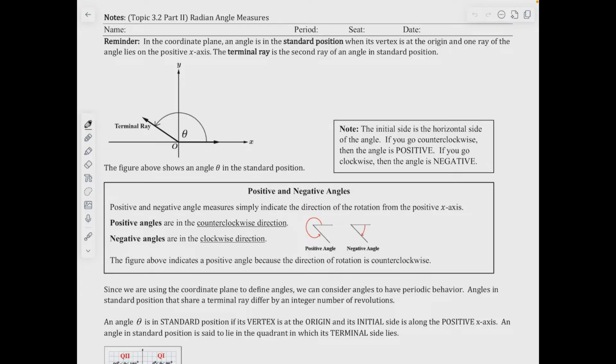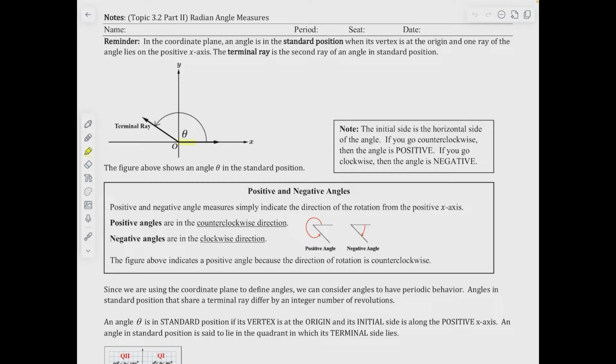Okay, let's go ahead and get started on topic 3.2, part 2. Just a reminder, in the coordinate plane, an angle is in standard position when the vertex is at the origin. One ray of the angle lies on the positive x-axis. The terminal ray is the second ray of an angle in standard position. So what that means for us is this.